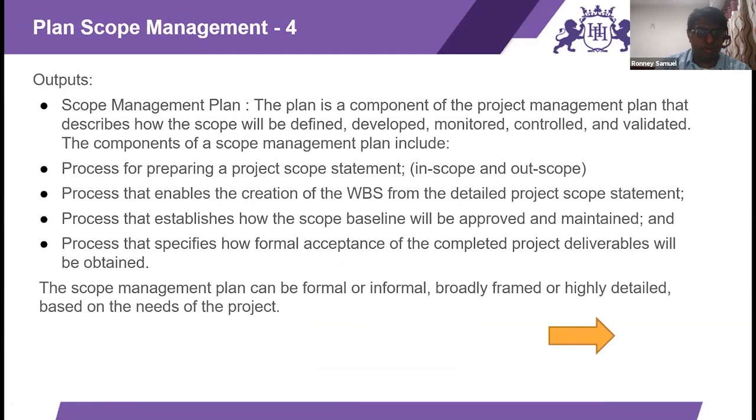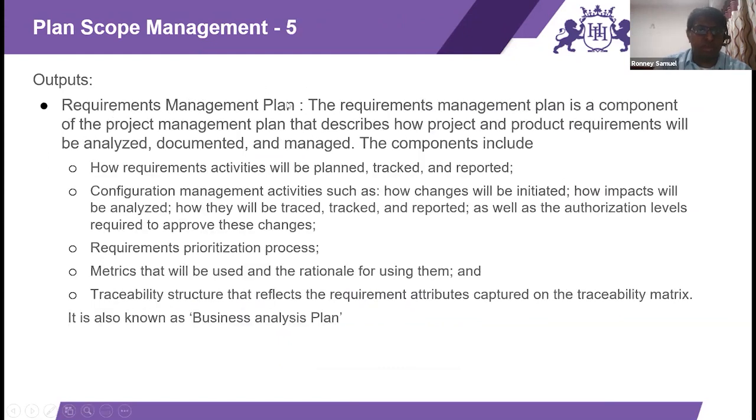Then there is also the requirement management plan. This is to say how the requirements would be analyzed, documented, and managed. So what is the priority of the requirements, why this requirement is included, and traceability that reflects the requirement attributes captured on the traceability matrix. I'll come back to this traceability matrix. The requirements management plan is also known as the business analysis plan. So that would be the output of your plan scope management: how to manage the scope and how to manage the requirements.